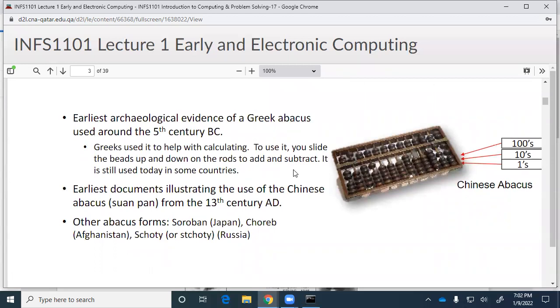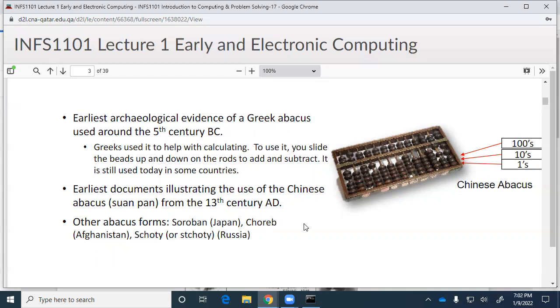The abacus, I didn't know this. Anybody here from Afghanistan? So apparently there was an abacus in Afghanistan. But of course, we know about it in China. And according to our notes, they had them a couple thousand years ago in Greece, or the Greek people.